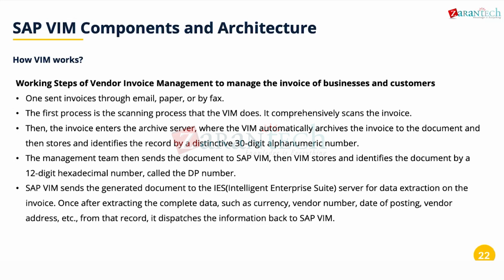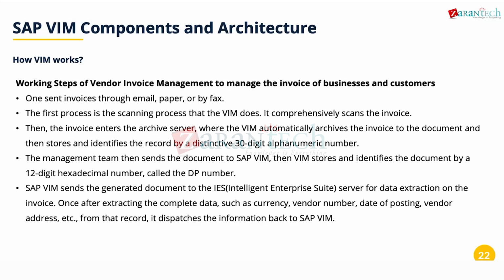This document is automatically extracted for data, and it will push the extracted data into the SAP VIM solution. SAP VIM stores and identifies the document by a 12-digit hexadecimal number called the DP number. In the BC framework, as I was saying, there are two pieces, one is called BC and one is called the VIM solution. In the BC, the same document is tracked with a registration ID, or reg ID for short. And when it comes into the VIM solution, we call it the document processing number, or the DP number. So for each document, there are three numbers identified.